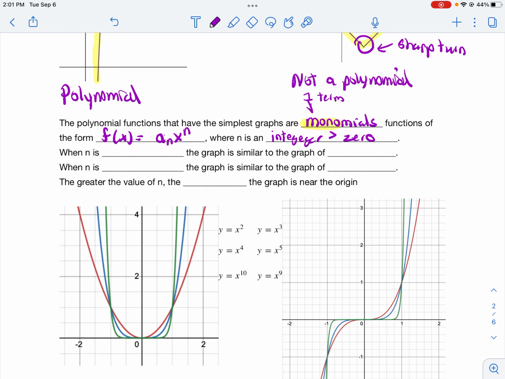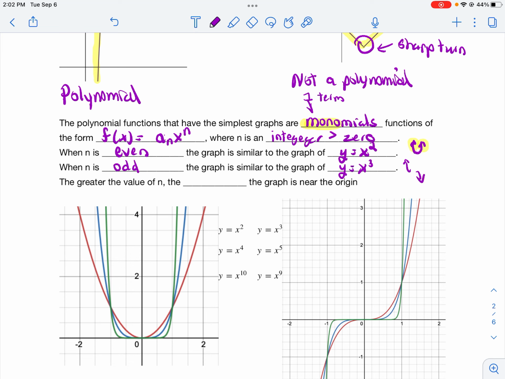Okay. The following characteristics describe the end behaviors of the graph. If n is an even number, the graph will be similar to the graph of y equals x squared that we learned in our last unit. Remember, y equals x squared looks like this. Okay, and so the ends of these graphs will be going in the same direction. If n is an odd number, the graph will be similar to the graph of y equals x cubed, and they will be going in opposite directions.